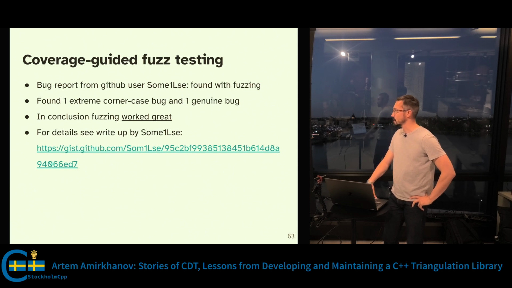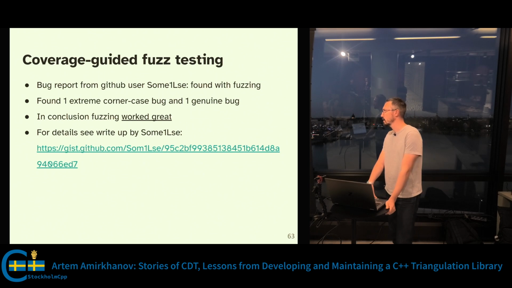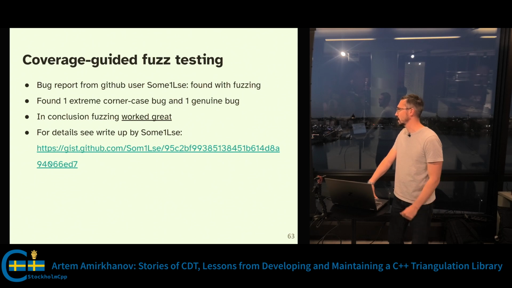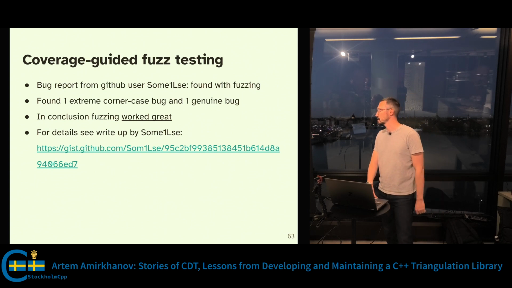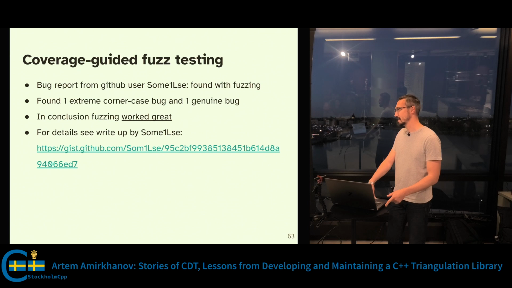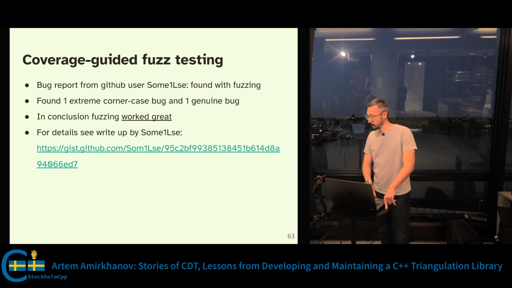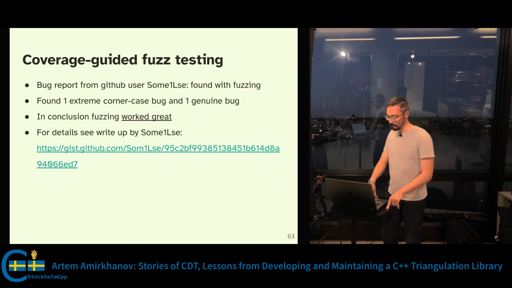Also, something that improves robustness is coverage-guided fuzz testing. I've heard about it. There was a nice talk on the C++ meetup about it. I never used it. But once upon a time, there was a user on GitHub who said, hey, I found these bugs in your library with fuzzing. And I looked at the bugs, and one of them was an extreme corner case, still technically a bug. The second one was a genuine bug.